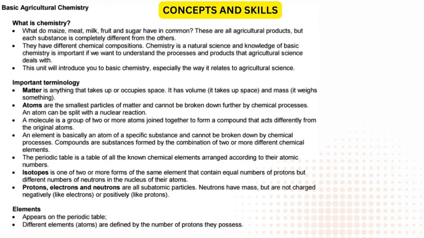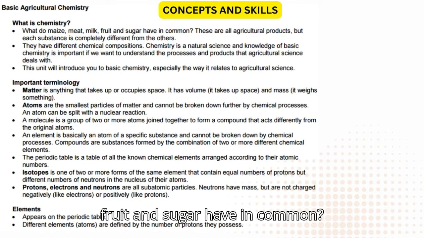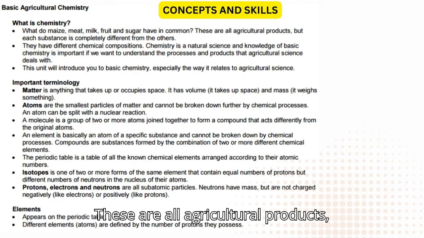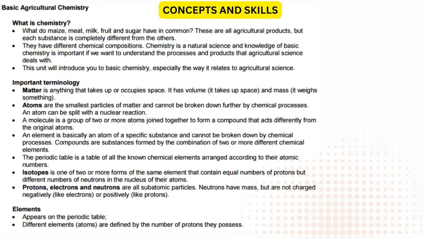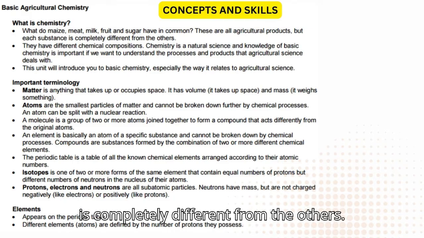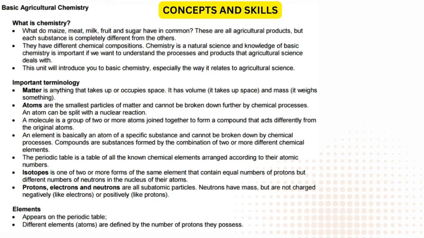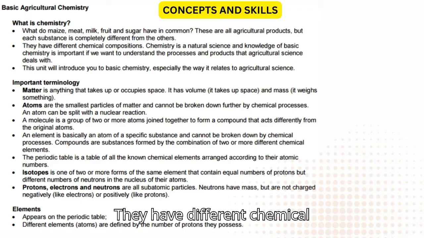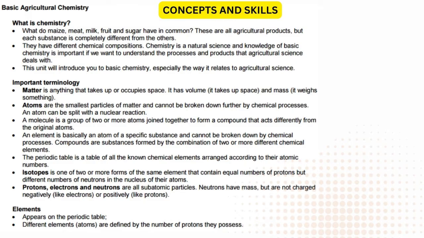Concepts and skills. Basic agricultural chemistry. What is chemistry? What do maize, meat, milk, fruit and sugar have in common? These are all agricultural products, but each substance is completely different from the others. They have different chemical compositions.